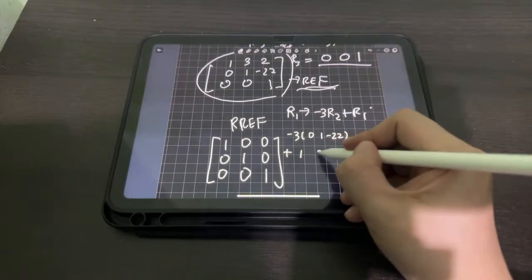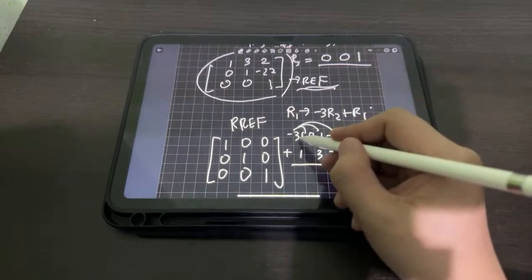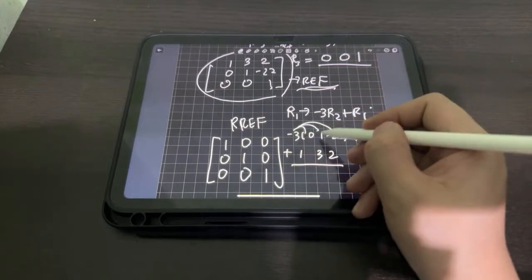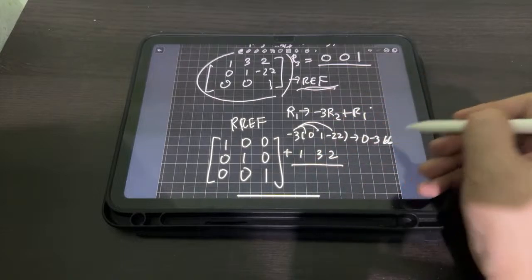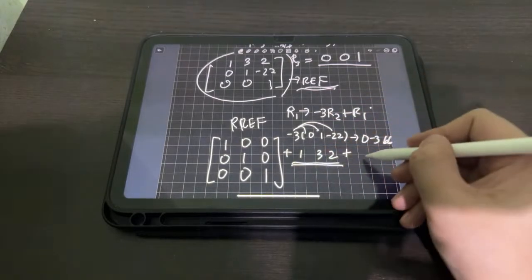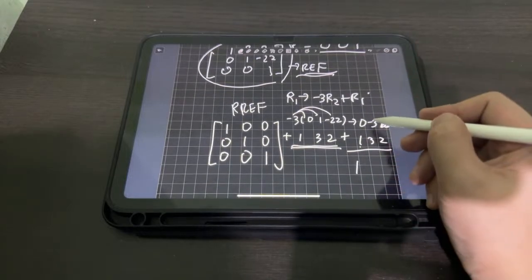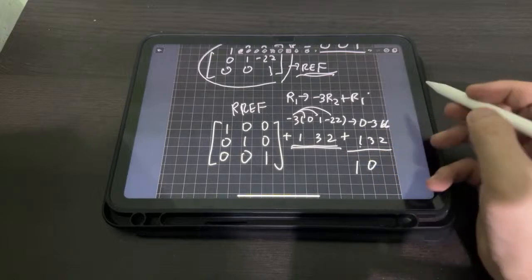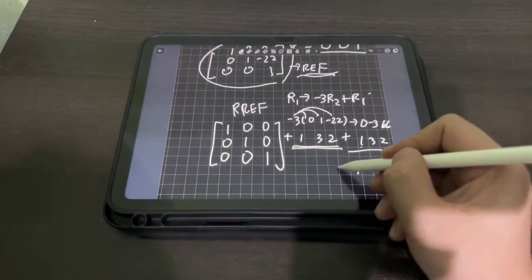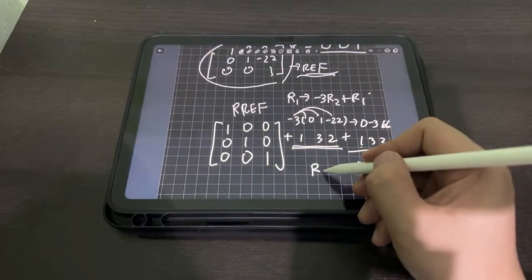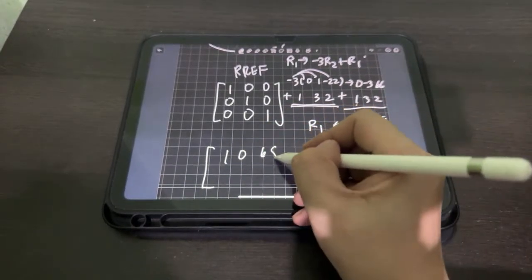1, 3, 2. So distribute first is negative 3. Negative 3 times 0, 0. Negative 3 times 1, negative 3. Negative 3 times negative 22, positive 66. Plus this 1, 3, 2. So 0 plus 1, 1. Negative 3 plus 3, 0. 66 plus 2, 68. Okay, so this will be the new entries in R1. So new entries in R1: 1, 0, 68.